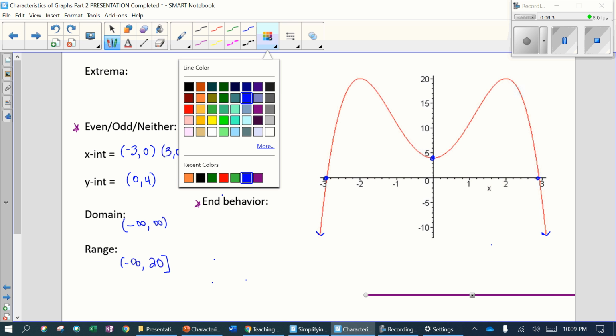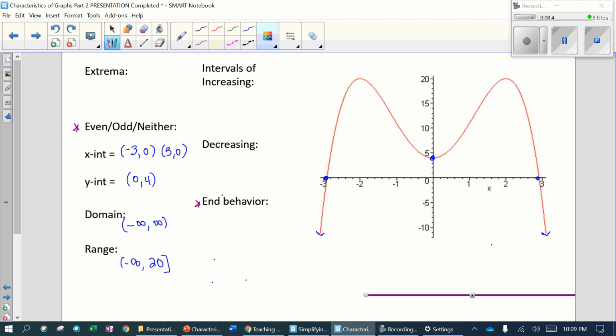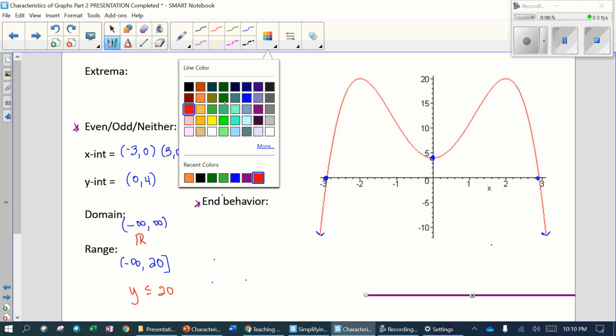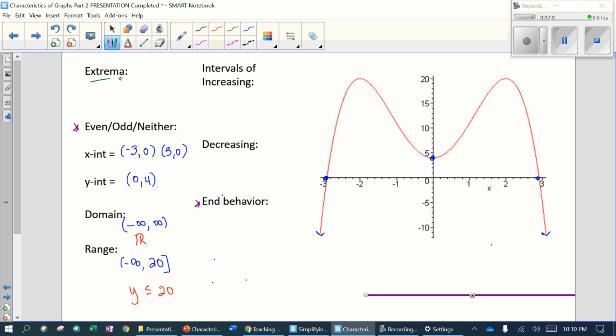You can also write this in the other notation, negative infinity to infinity, that is all real numbers, the whole capital R thing. This one, negative infinity up to 20, that would be y is less than or equal to 20. I'll accept either. All right, let's do extrema.